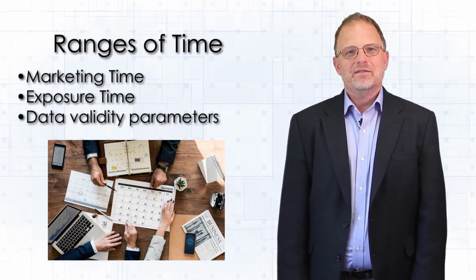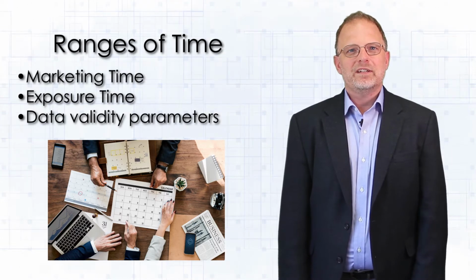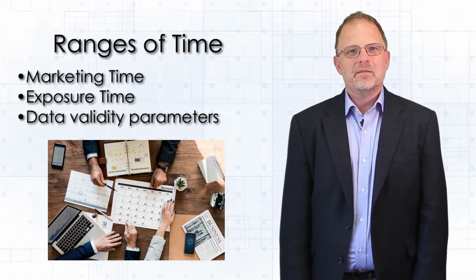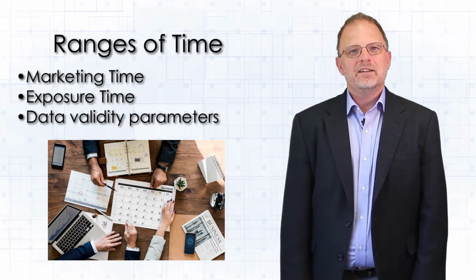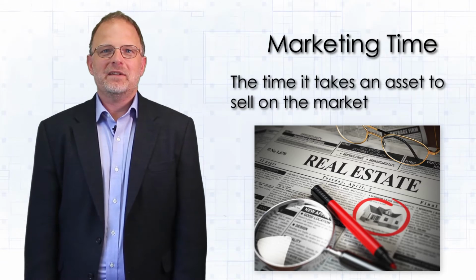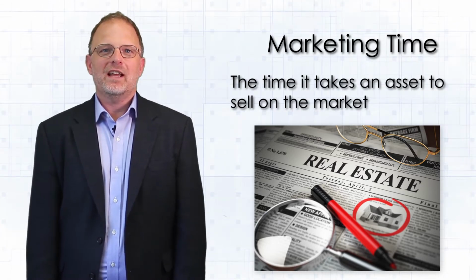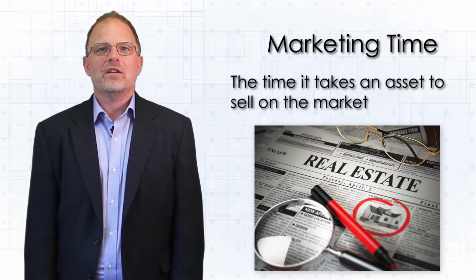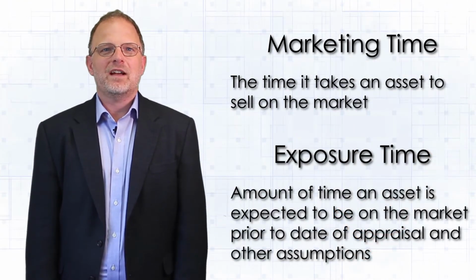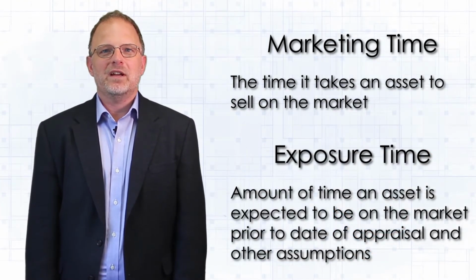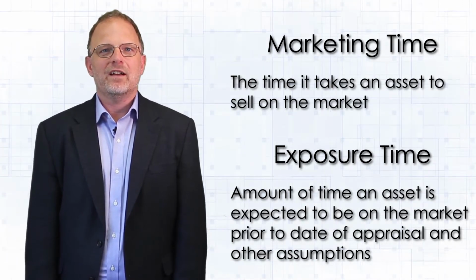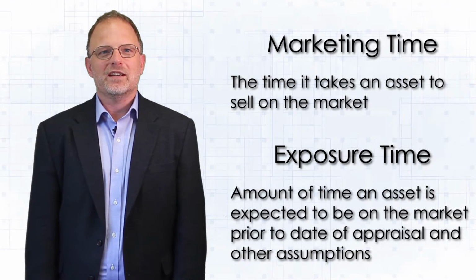In addition to these various dates, appraisals also contain a number of reported ranges of time, including marketing time, exposure time, and data validity parameters. Marketing time is defined as the time it takes an asset to sell on the market after the date of listing or initial offering at a reasonable price. Exposure time is the amount of time that would be expected for an asset to be on the market prior to the date of appraisal, the value conclusion, and the other appraisal assumptions and conditions therein.